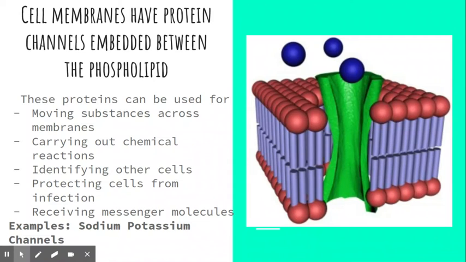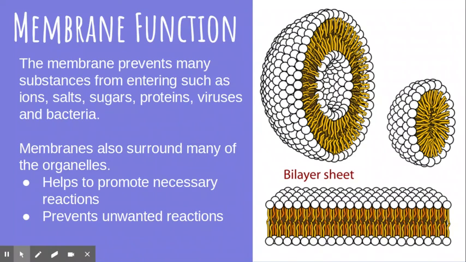Photosynthesis uses channels, protein channels, to bring hydrogen in so we can create energy for photosynthesis. Very important. Okay. They actually are used to identify other cells, which is kind of interesting, as well as protect cells from infection, and they receive messenger molecules to help pass on information. Okay, so the example I kind of just talked about was the sodium potassium channels. But again, guys, it's just about moving larger substances across the membrane because they cannot get in without help. So the membrane function prevents, like I said, many substances from entering.